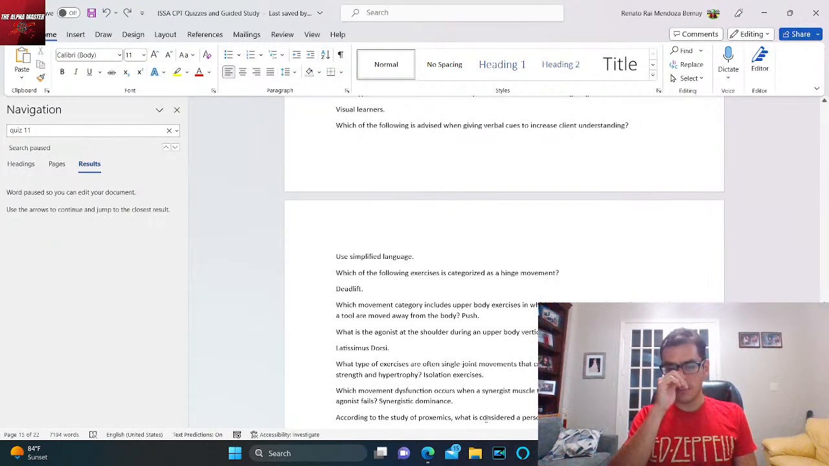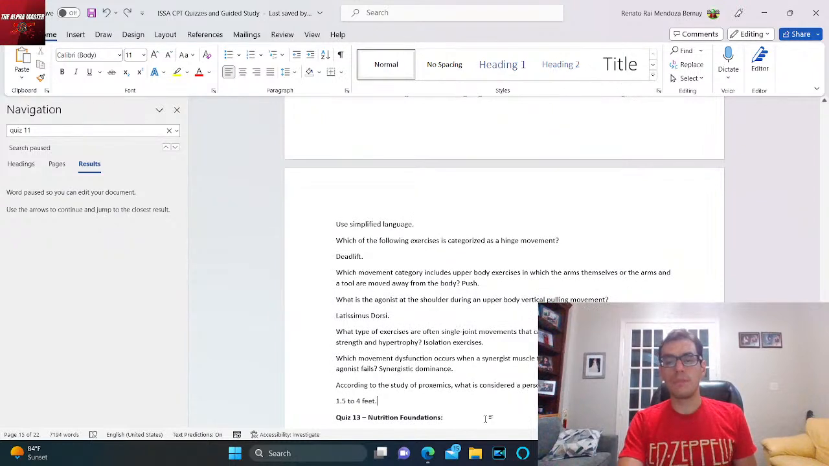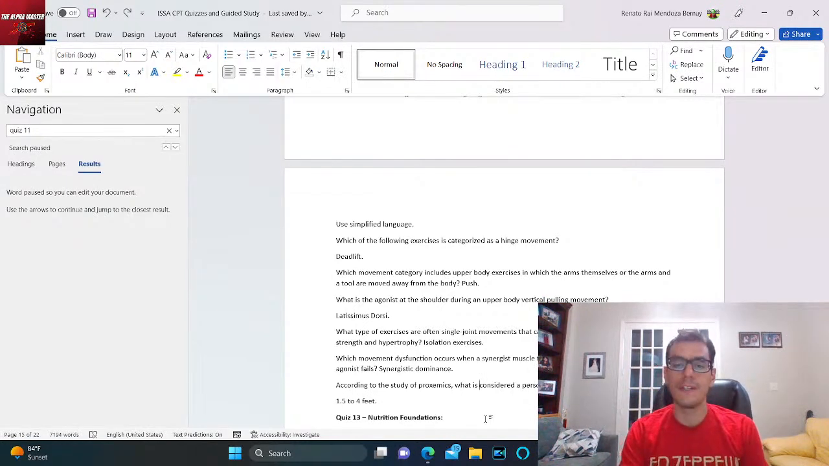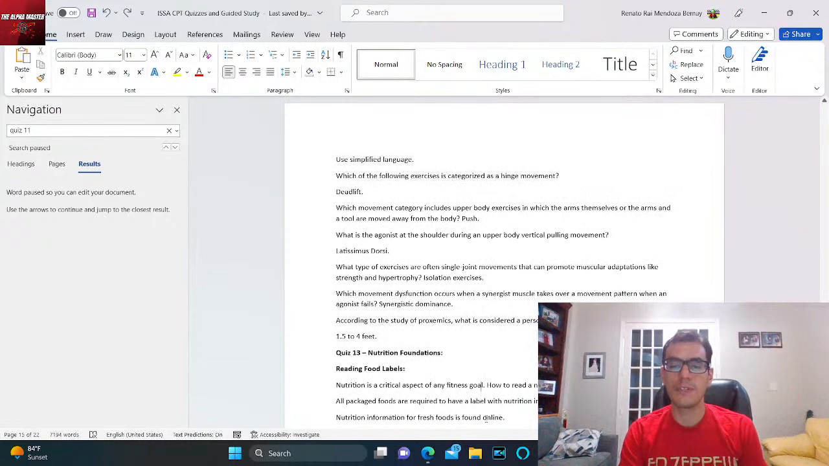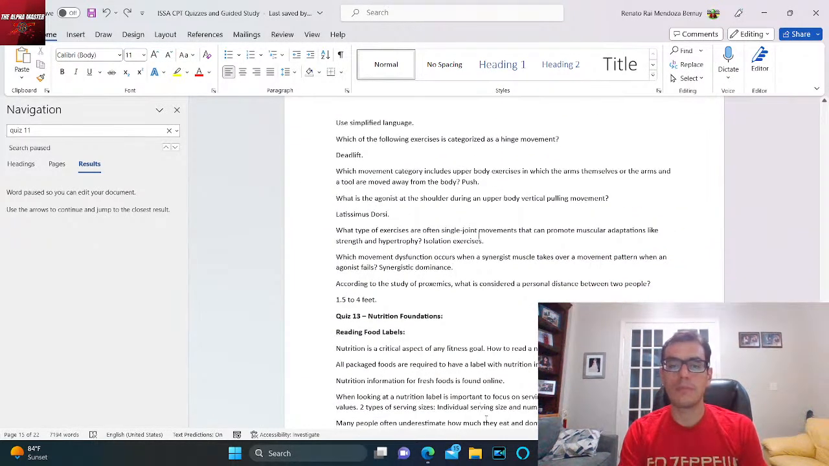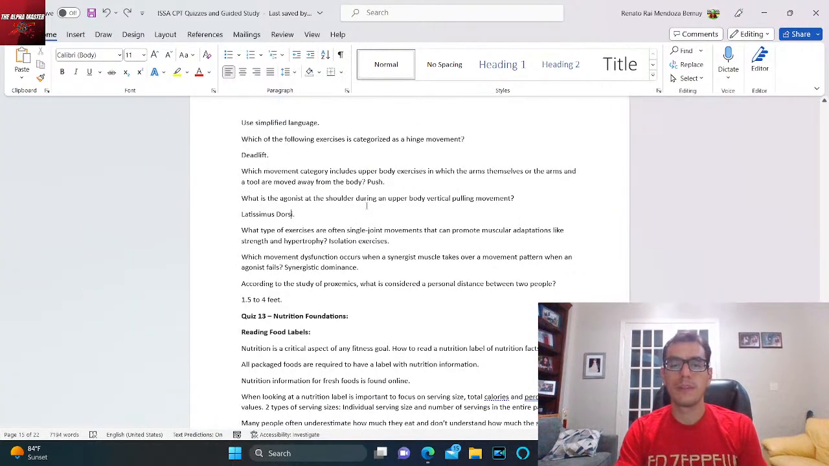According to the study of proxemics, what is considered a personal distance between two people? It's going to be 1.5 to 4 feet. And then we go over nutrition foundations of supplementation. A personal distance between two people is going to be 1.5 to 4 feet.